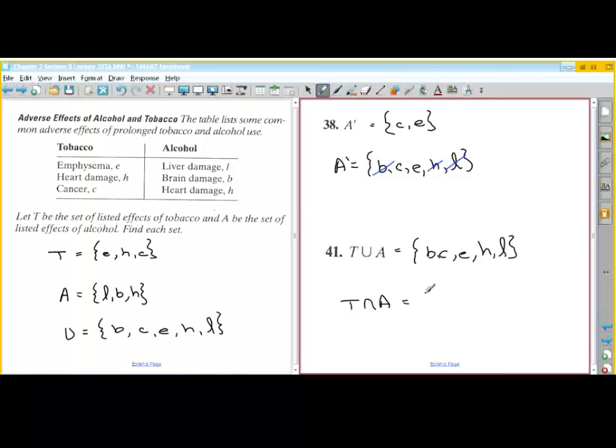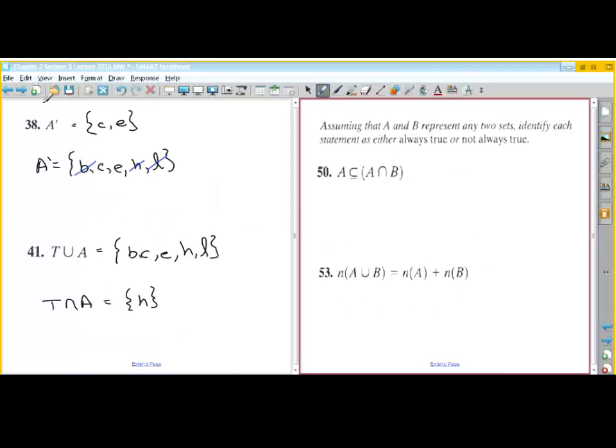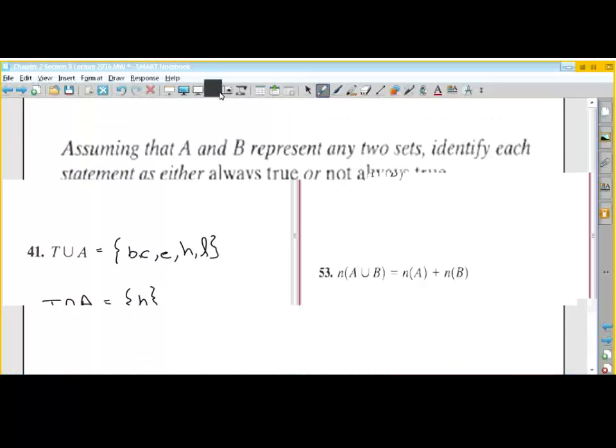If I did T intersect A, then that would be, let's see, who am I going to ask? Harley. So what's the intersection of sets T and A? Intersection means it's the elements that are in both sets. So what elements are in both sets? Just H, yeah, right. So you got some of those for homework.